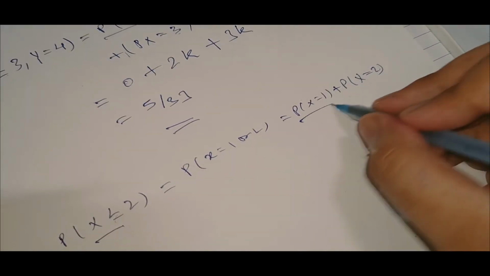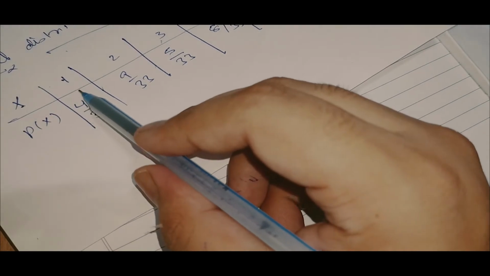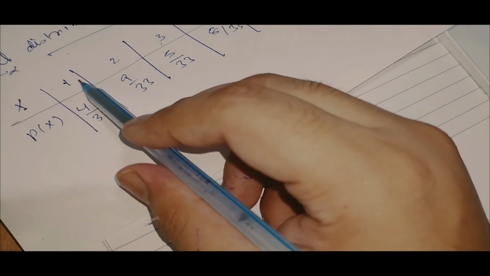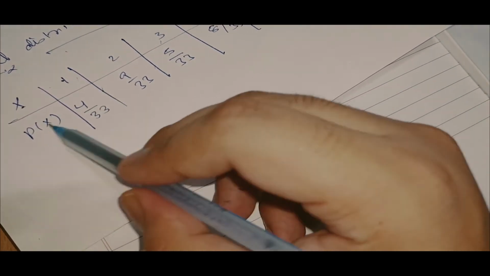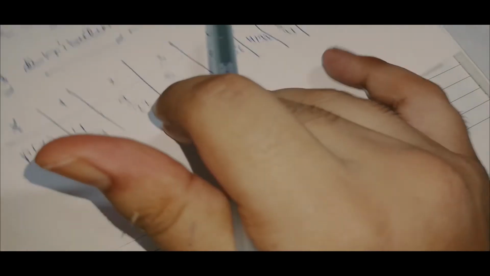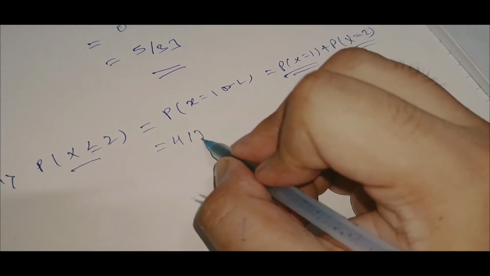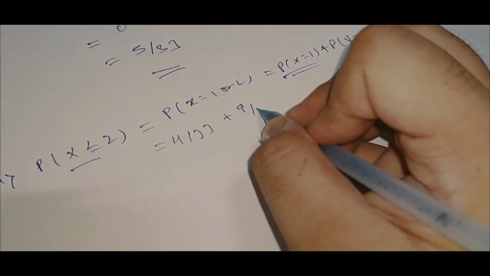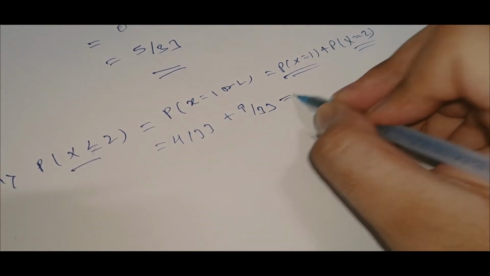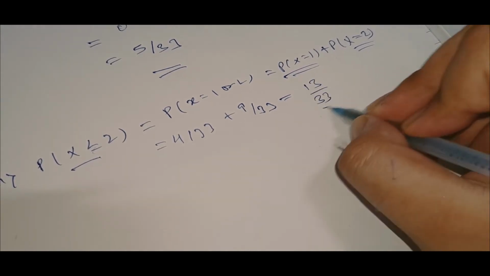How do we get the values of P(x equals 1) and P(x equals 2)? We'll get them from the marginal values. P(x equals 1) is 4 by 33, and P(x equals 2) is 9 by 33. So add 4 by 33 and 9 by 33, that would be 13 by 33. This is the answer.